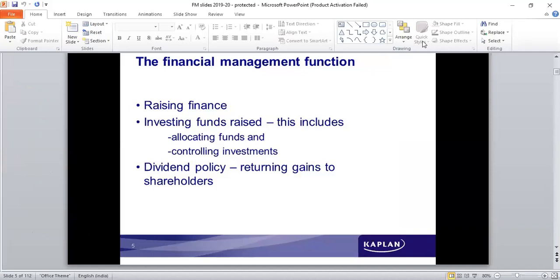So the financial management function, the first thing we have looked at is raising the finance, investing these finances, and then dividend policy.